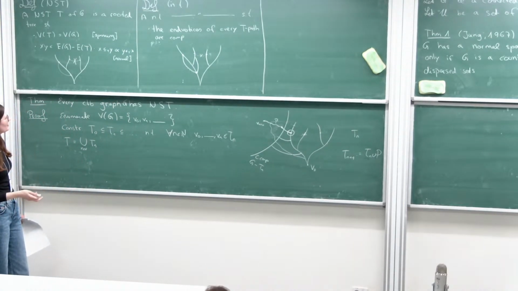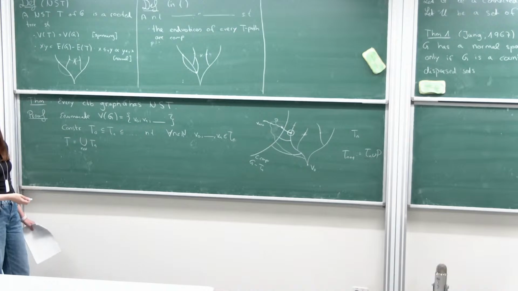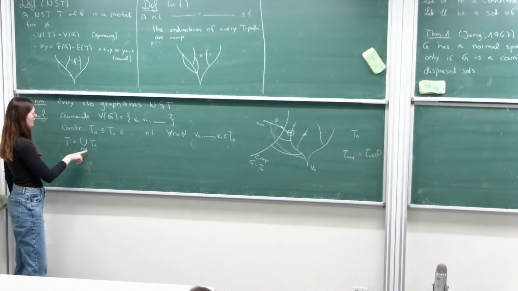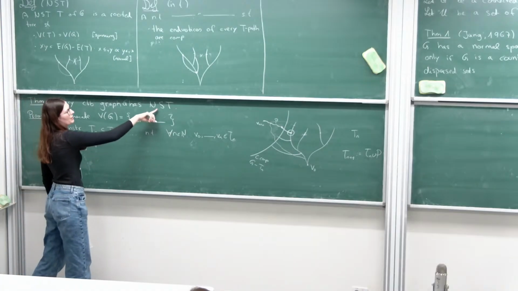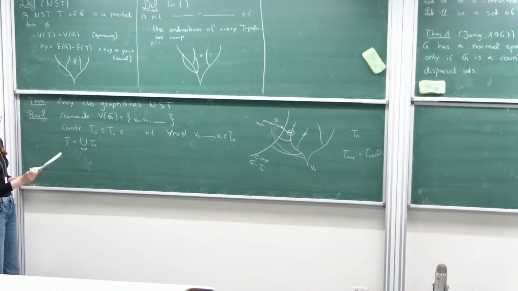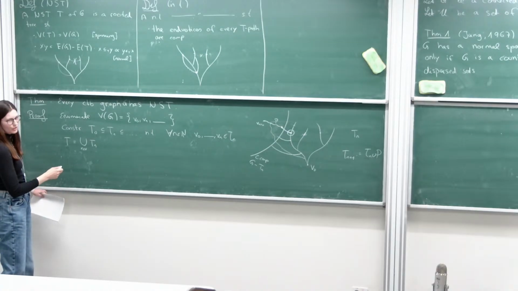And this is the construction of my T_n's. And then the union of all of these T_n is my desired normal spanning tree. Okay, so this was our first proof. So, any questions?